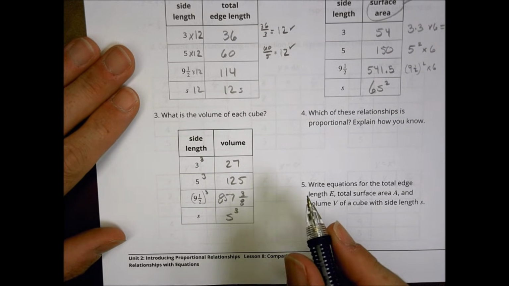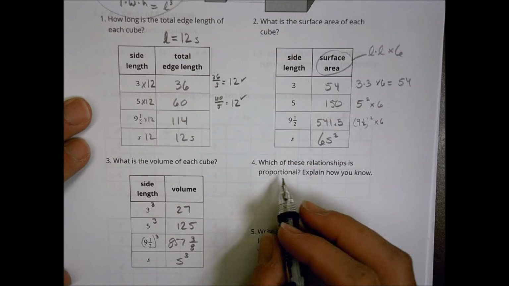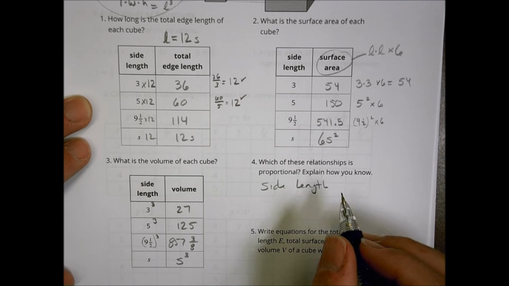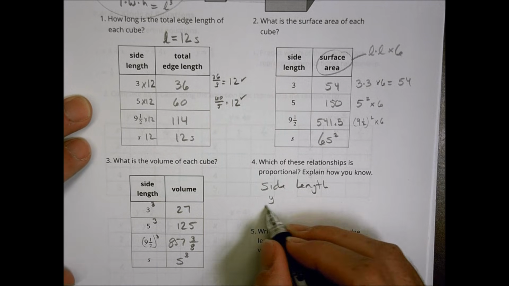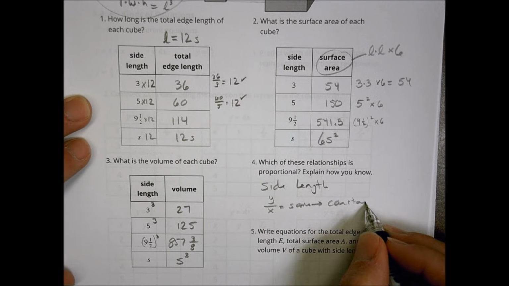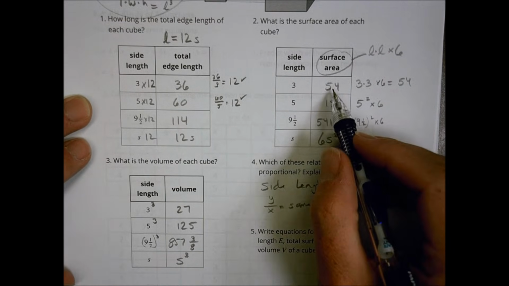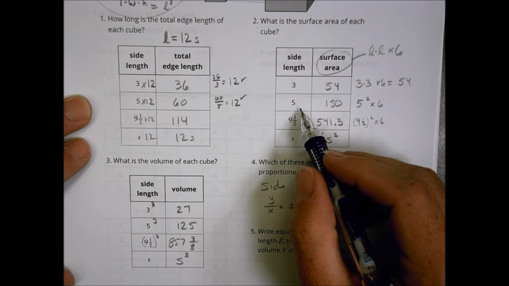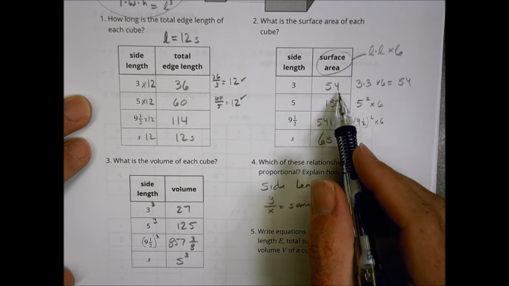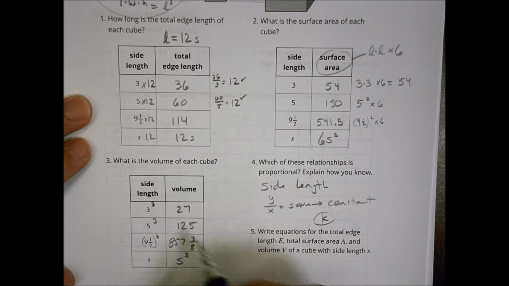Number 4 does ask you which one of these relationships is proportional. And we would say that the side length and total edge length one is the one that is proportional. Why? Because our y over x value is the same for each one. It is constant. And again, that's why we call it a constant of proportionality. That's our k value. The other ones, if you divided 54 over 3, 150 over 5, you'd get a different value. So you don't actually have a k value. You just get a different value every time you find the quotient between your area and your length, or your volume and length. They're not going to be the same.